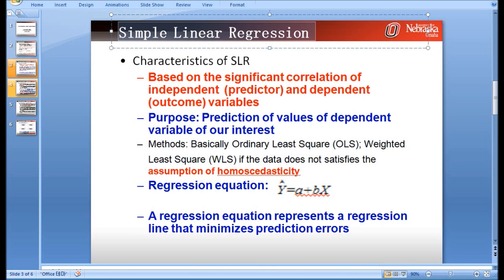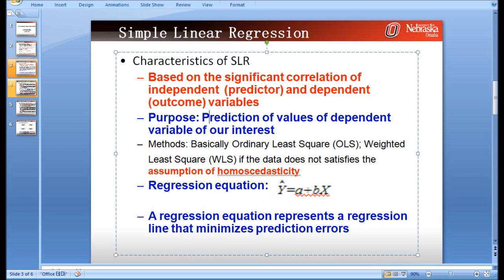But the regression analysis enables us to generate a formula like this, a formula for calculating the predicted value of one variable when we know the actual value of the second variable. Basically, regression analysis is to predict values of the dependent variable of our interest.